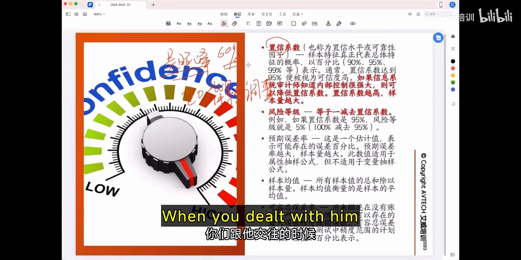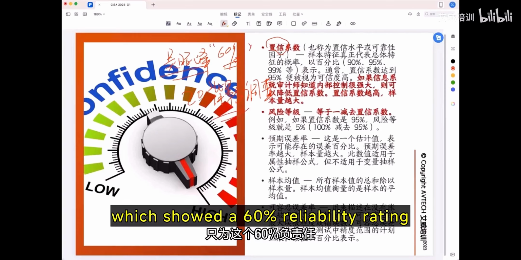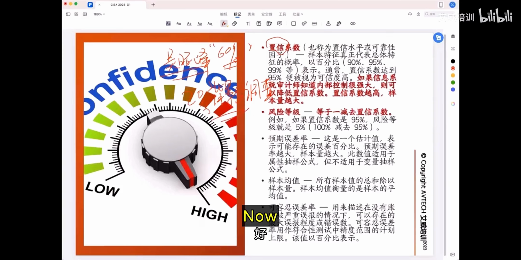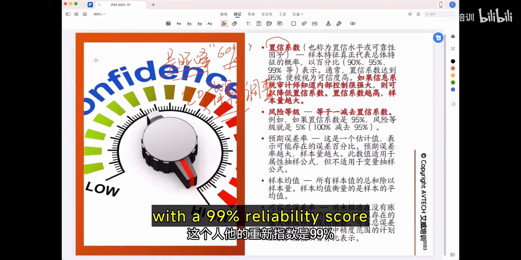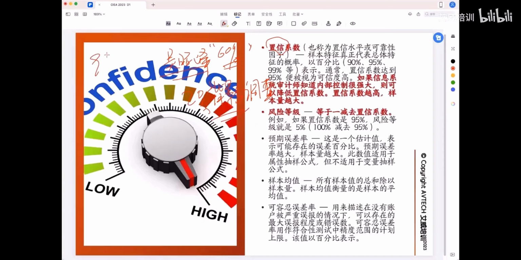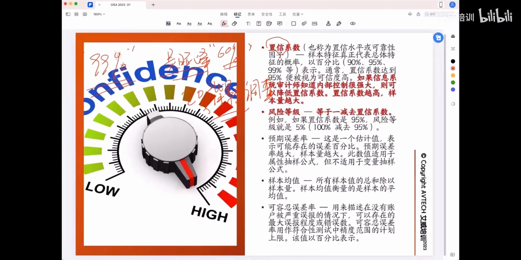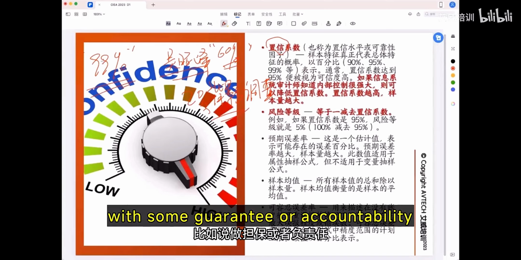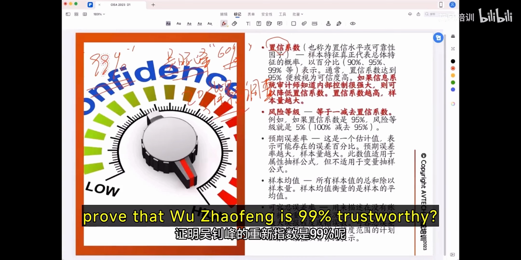When you dealt with him, I'm only responsible for my investigation, which showed a 60% reliability rating. But I only did a 20-minute background check. If you claim Wu is highly reliable, with a 99% reliability score, well, then you need to back that 99% claim up with some guarantee or accountability. So how can you prove that Wu Xiaofeng is 99% trustworthy?